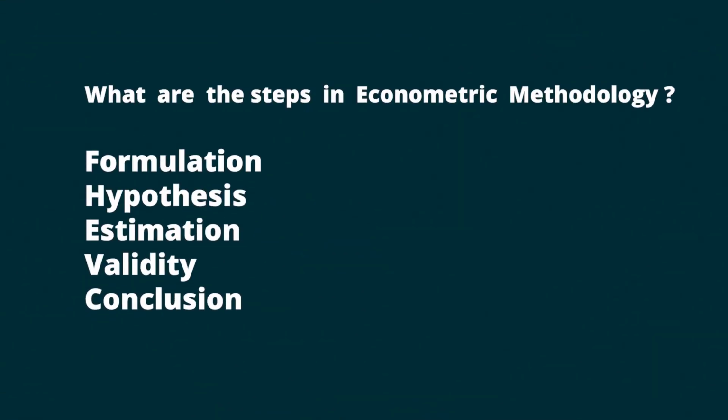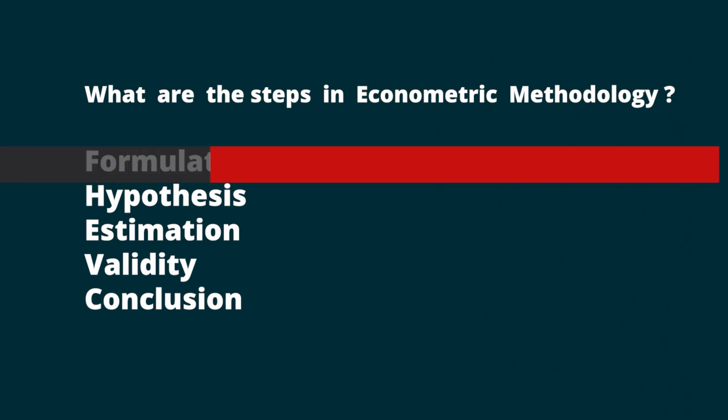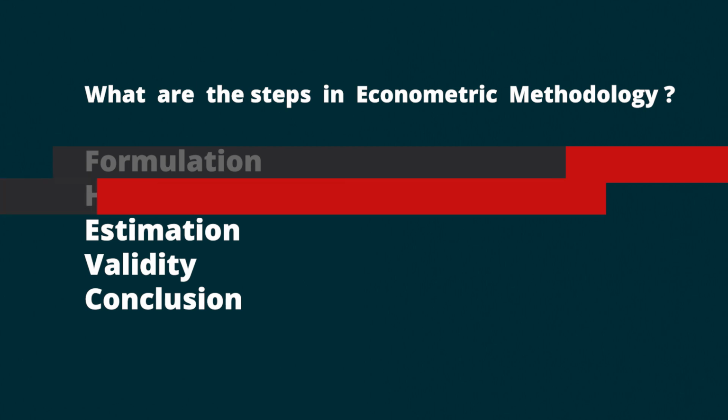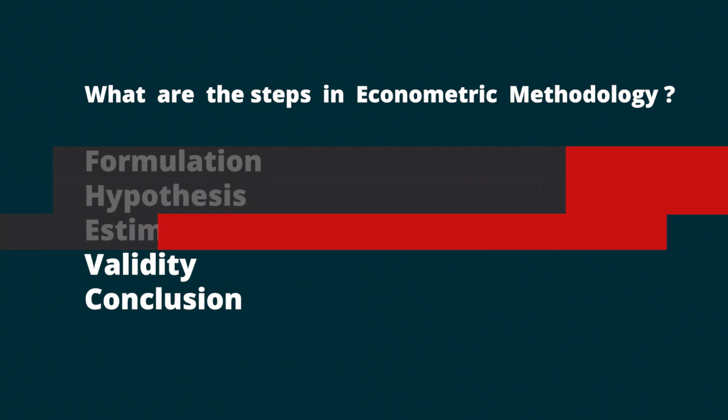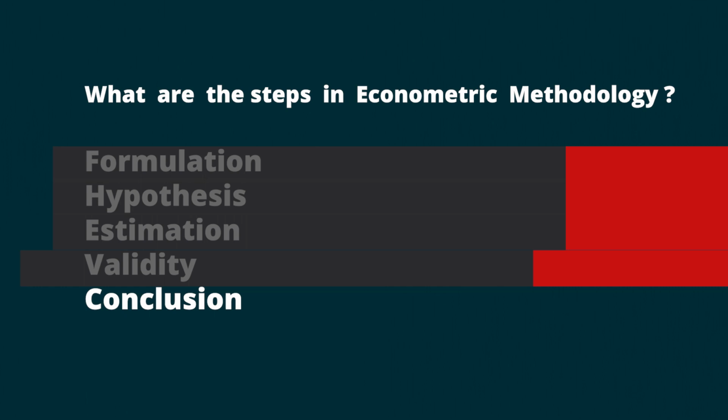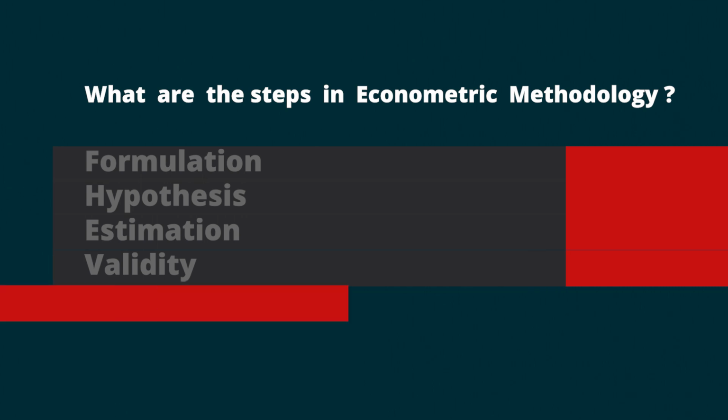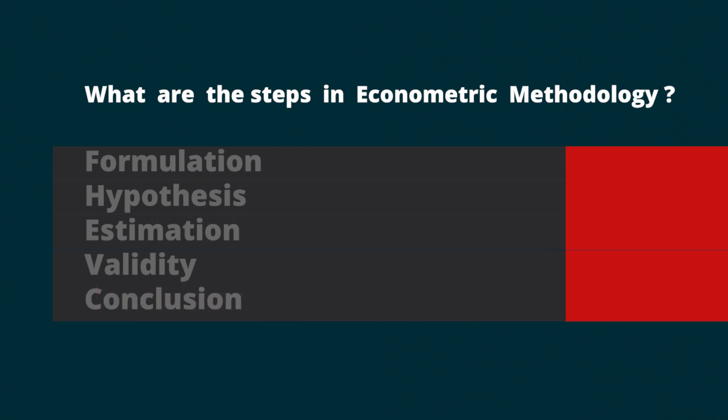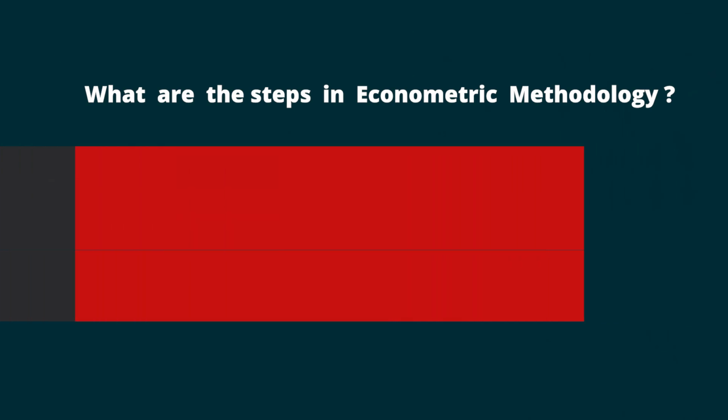So depending upon the econometric methodology, we can invite a question regarding the methodology formulation, like what are the steps in econometric methodology. The steps go by formulation of the model, framing of the hypothesis, estimation of the model, validity of the model keeping the current values or forecasting in the future, and finally drawing a conclusion based on a policy framework.